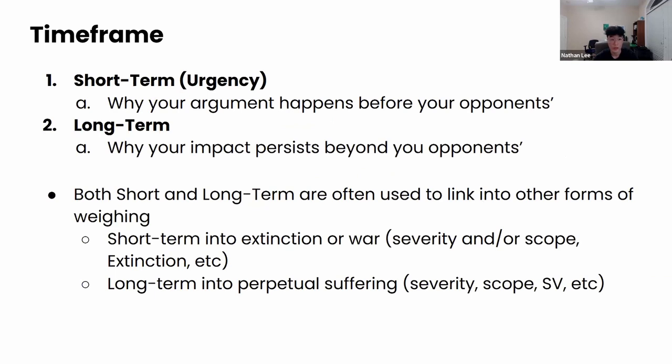All right. So next is time frame, which is two different types. First is short term, otherwise known as urgency, which is why your argument happens before your opponent's and why it matters more. The second type is long term, which is why your impacts persist beyond your opponent's. So both short and long term are often used to link into other forms of weighing. So you usually don't want to use time frame as its own weighing mechanism. An example could be that short term weighing into extinction over war links into severity or scope or extinction. And then long term weighing can be linked best under, for example, structural violence framing into perpetual suffering, which then implicates out to severity or scope weighing, etc.